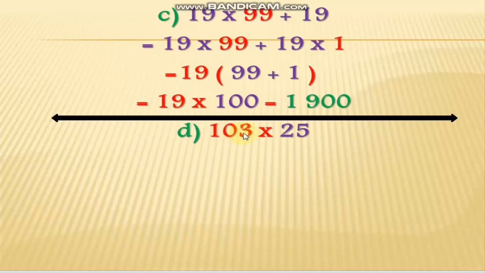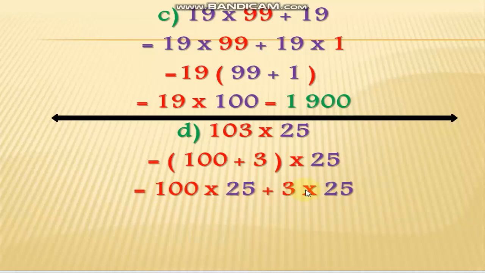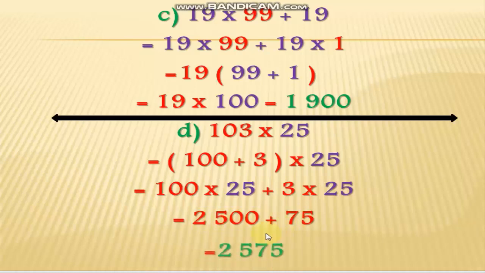Letter D. 103 times 25. We know that 103 equals 100 plus 3, and put them between brackets times 25. So we'll distribute: 25 times 100 plus 25 times 3. 100 times 25 plus 3 times 25. 100 times 25 equals 2500, plus 3 times 25 equals 75. 2500 plus 75 equals 2575.